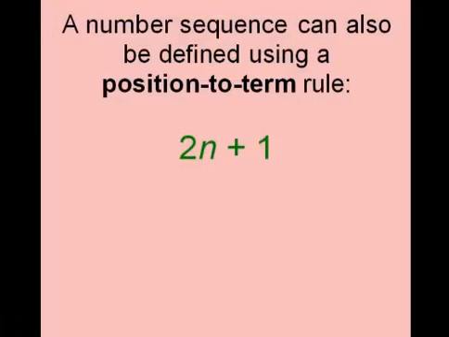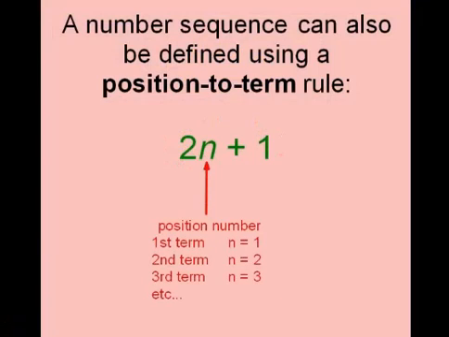A number sequence can also be written like this. n is the position number. So if we wanted to find the first number in the sequence, then n would be 1, and we would have 2 times 1, which is 2, plus 1, 3.